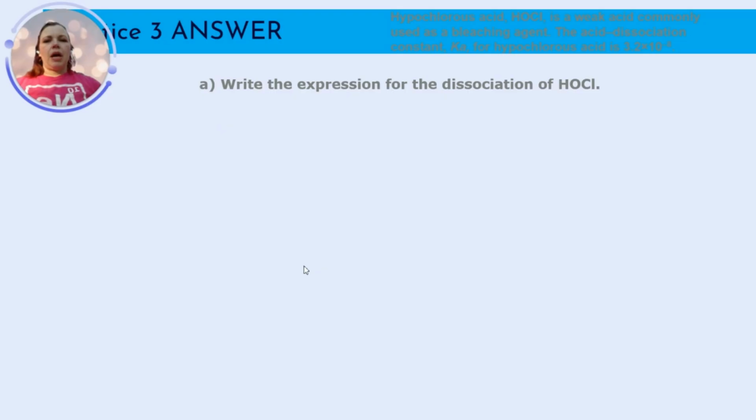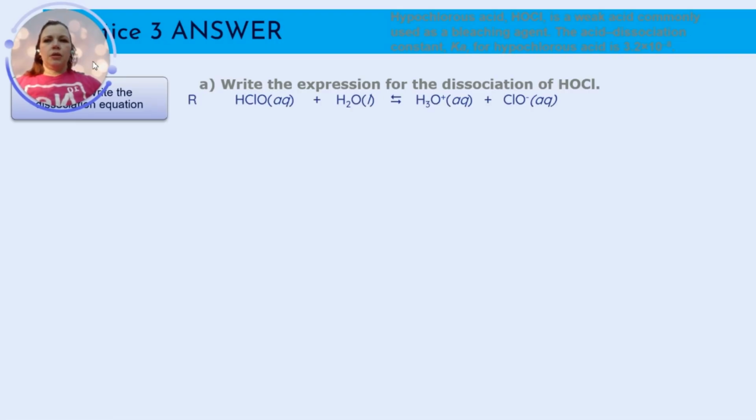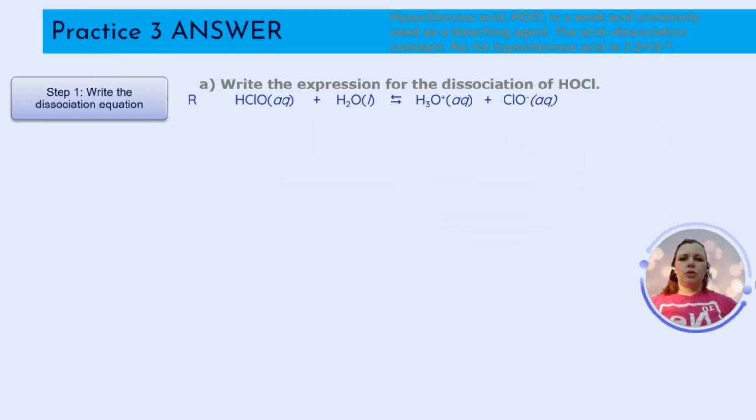We're going to write the expression for the dissociation. And so we're going to have HOCl reacting with water. So first, write the dissociation equation. It's going to look like this: HClO is going to react with water to form hydronium and ClO minus. If you were doing this from scratch, this is the first thing you would do. We see it a bit more scaffolded now in the exam, as you see in this question.